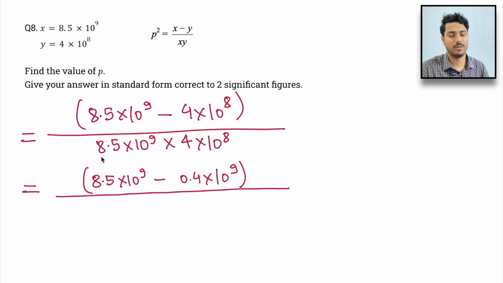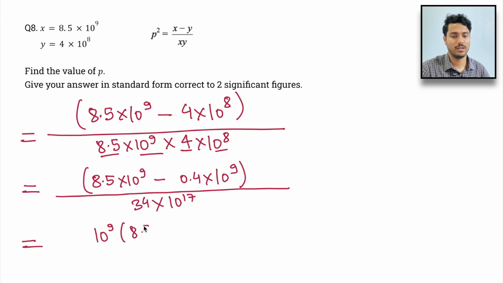And here we can simply multiply 8.5 with 4 and 10 raised to 9 and 10 raised to 8. So 8.5 multiplied by 4 is 34, multiplied by 10 raised to 9 and 10 raised to 8, so that is 10 raised to 17. This is still not the final answer. We'll convert it into standard form. So let's check the next step. In the numerator, now we can clearly see 10 raised to 9 is common. So we'll take 10 raised to 9 common: 8.5 minus 0.4, divided by, now this we can write in standard form. So we can write it as 3.4 into 10 raised to 18. And this is still not over.